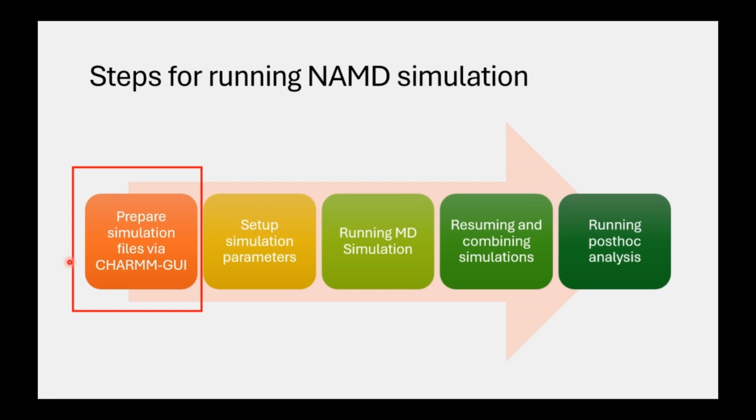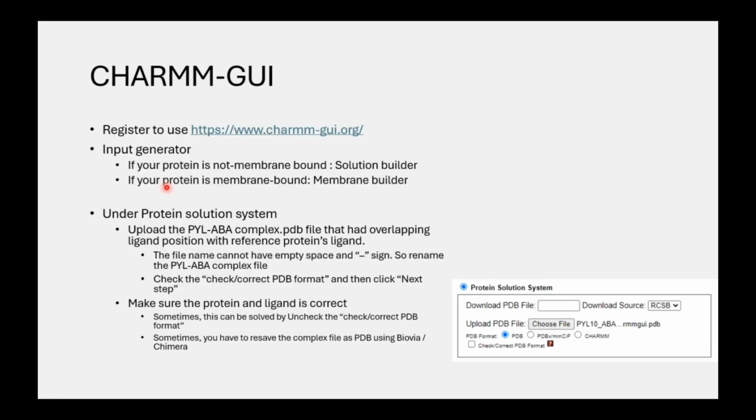Okay, so now let's do the first bit here. So the instruction is like this. We're going to have to register to use the website. So when we have registered, we go to the input generator, and depending on your protein, we're going to use a different builder. If our protein is not membrane bound, is found in cytoplasm, we use a solution builder. If it is membrane bound, we'll be using a membrane builder. So our protein of interest is not membrane bound, so we can use a solution builder.